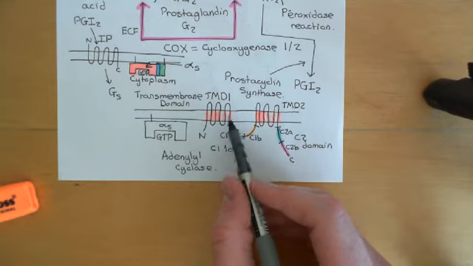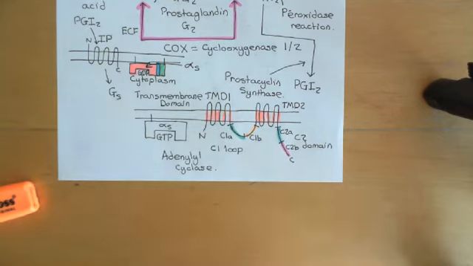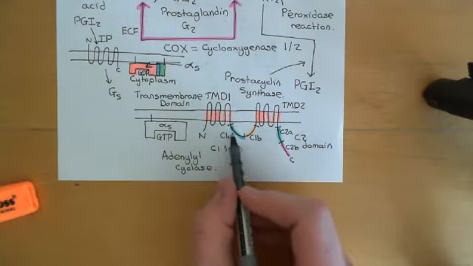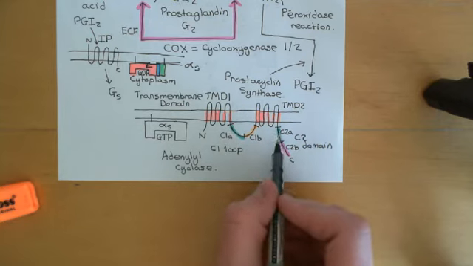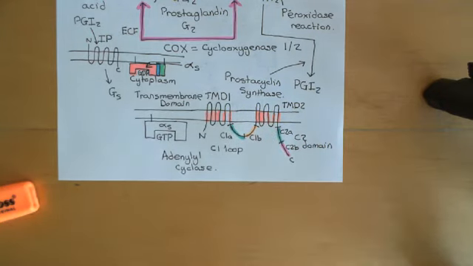In order for the enzyme to go into an active state, you need the C1a domain here in turquoise to dimerize with the C2a domain here. When those two are bound together, that makes an active catalytic domain which can catalyze the conversion of ATP into cyclic AMP and pyrophosphate.